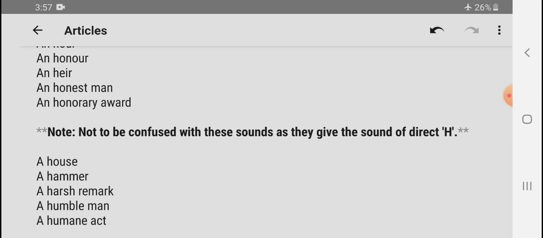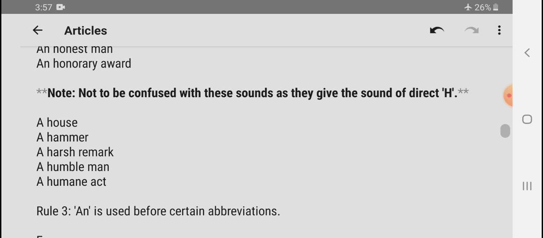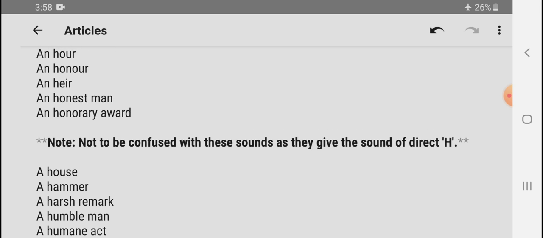Here is a note. You do not have to be confused with these sounds, as they give the direct sound of H. But there are other words that start with H, and there is a difference. In these words you can see H is very direct and H is very active. For example, a house, a hammer, a harsh remark, a humble man, a humane act. In these words H is directly pronounced and it is not silent. So when you have a word that starts with H, you have to know whether H is silent or not. You cannot directly see a word starting with H and use "an." You better be careful in this.